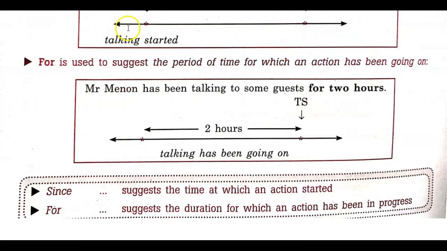And for, when do we use for? For is used to suggest the period of time for which an action has been going on. So Mr. Menon has been talking to some guests for 2 hours. That means for 2 hours he had a conversation between him and the guests. Since suggests the time at which an action started and for suggests the duration for which an action has been in progress.